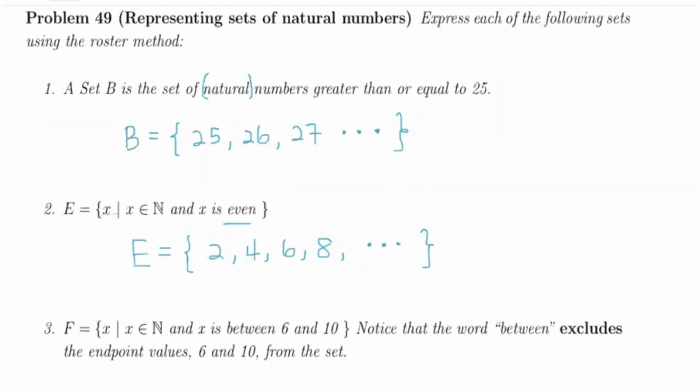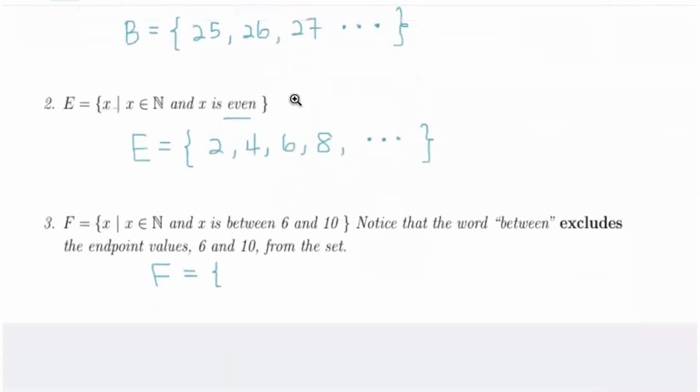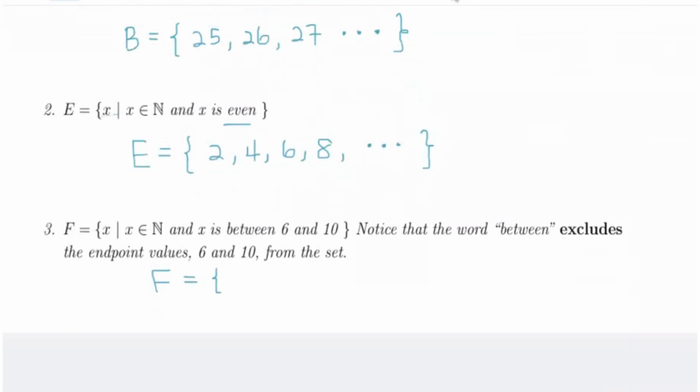All right, let's move to number 3, set F. Caitlin, do you think you can do it or are you still confused? Okay, Jason? I did 7, 8, and 9. Okay, it's because between means exclude the endpoints. So we exclude the 6 and 10, and the numbers between 6 and 10 are 7, 8, and 9. Are we okay with the set of natural numbers? Are we also okay with the ellipsis? Okay, very good.